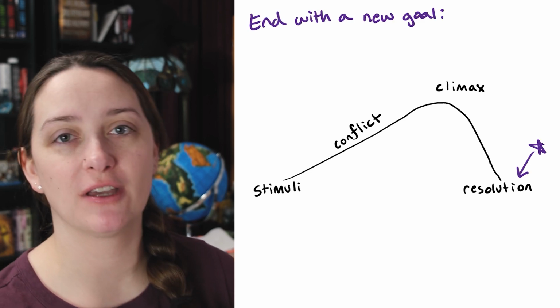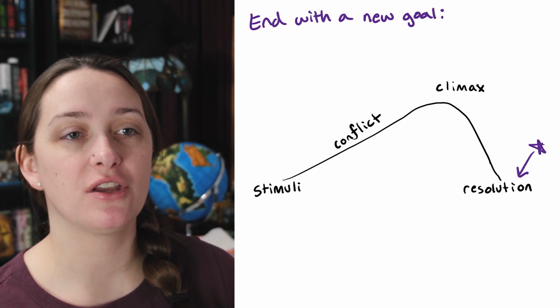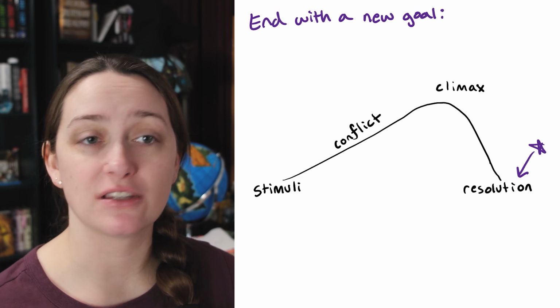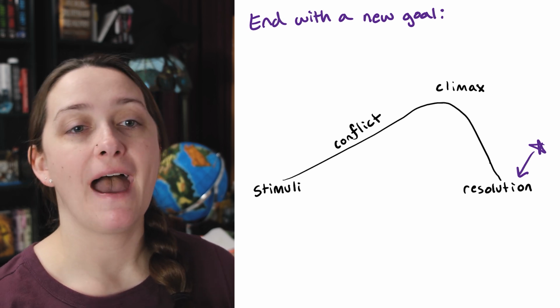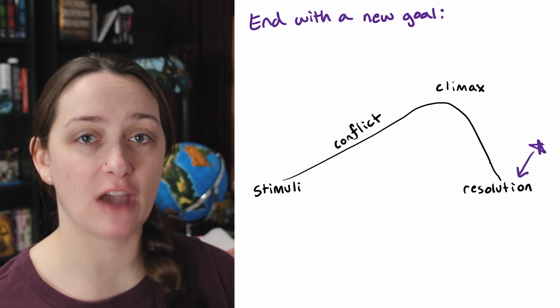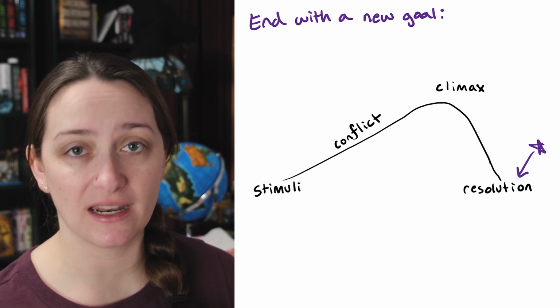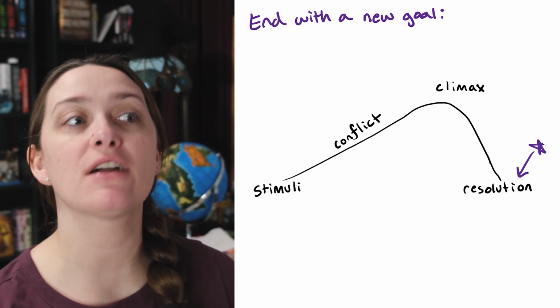So the first option is to end with a new goal. This is where, at the end of maybe the resolution, the character has a new goal, and whatever the outcome of the scene was has led to that. And so we could end the chapter with that statement of the new goal. The hook of that is, okay, but how are they going to do it? It's not their full plan. It's just that they're going to do this.